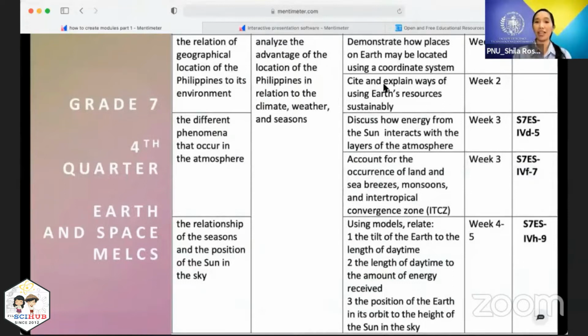If there is none, it means the learning competency given has been either merged, recasted, or rephrased in such a way that it will be encompassing a lot more competencies from the previous one. Okay, so we have demonstrate how places on Earth may be located using a coordinate system. You may notice it no longer specifies latitude, longitude, it just says coordinate system. Cite and explain ways of using Earth's resources sustainably.